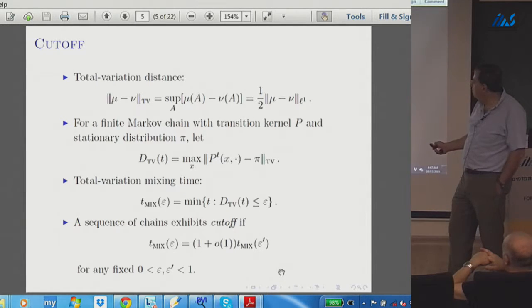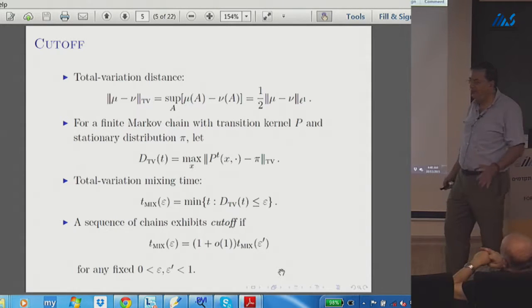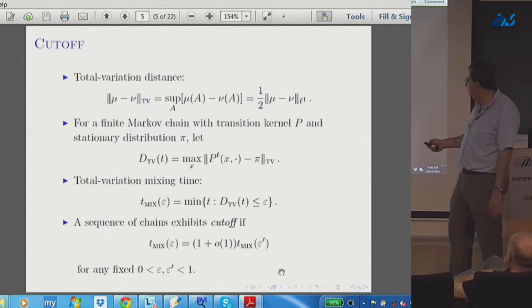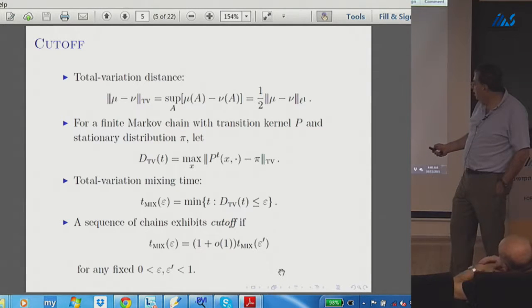It can also be represented as the maximum over all sets A of mu(A) minus nu(A). Here mu and nu are probability measures on the graph. For us, one will just be a uniform measure, and the other will be the distribution of the walk after some number t of steps. So in general, if we have a Markov chain with stationary distribution pi, in our case, pi will always just be uniform, but I still use the notation pi.